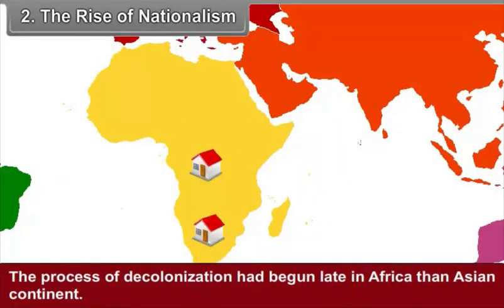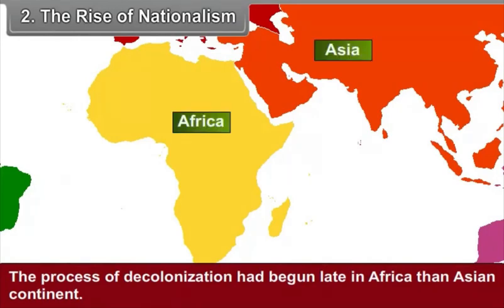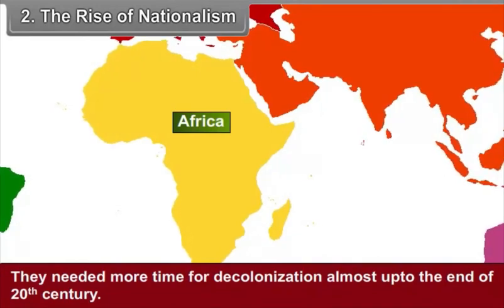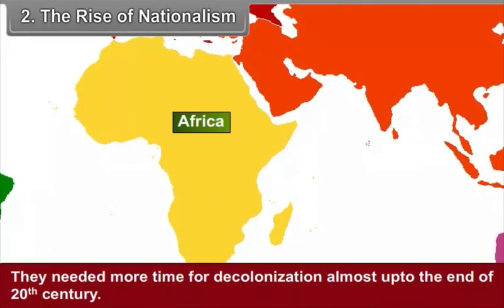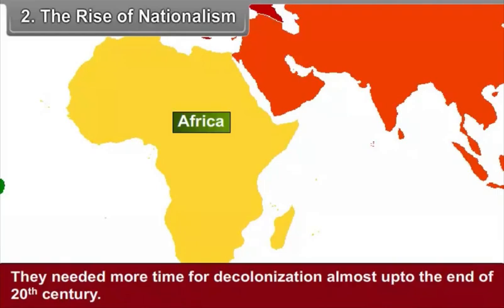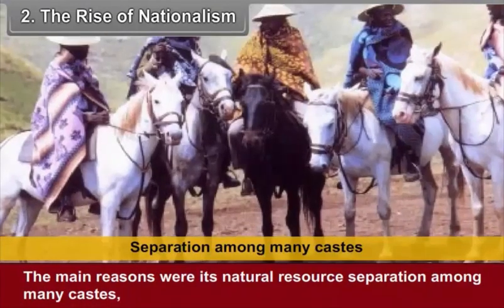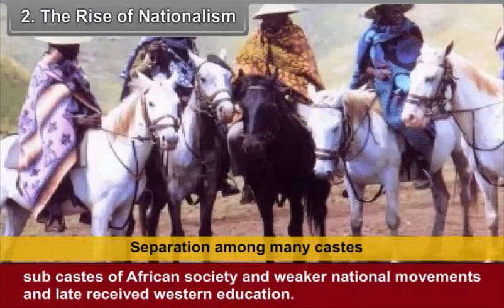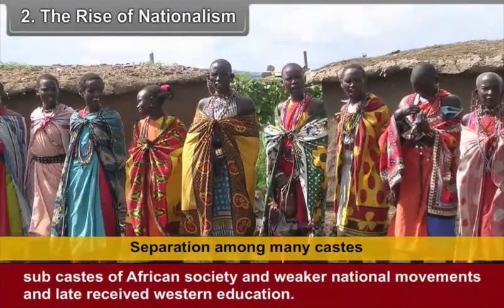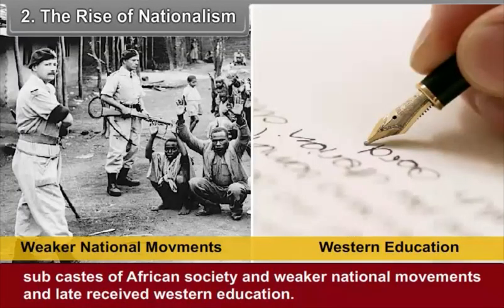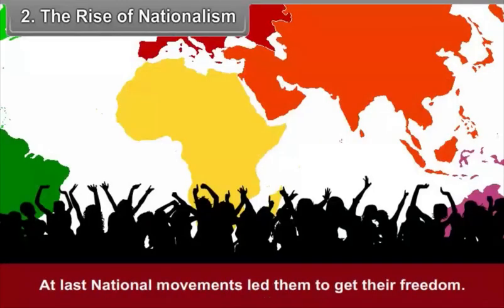The process of decolonization began later in Africa than in the Asian continent. They needed more time for decolonization, almost up to the end of the 20th century. The main reasons were its natural resource separation, many castes and subcastes in African society, weaker national movements, and late received Western education. At last, national movements led them to get their freedom.